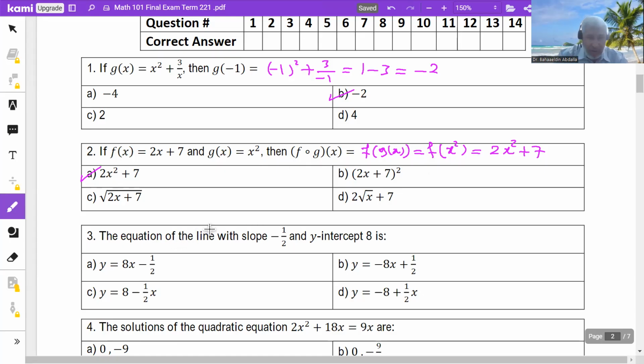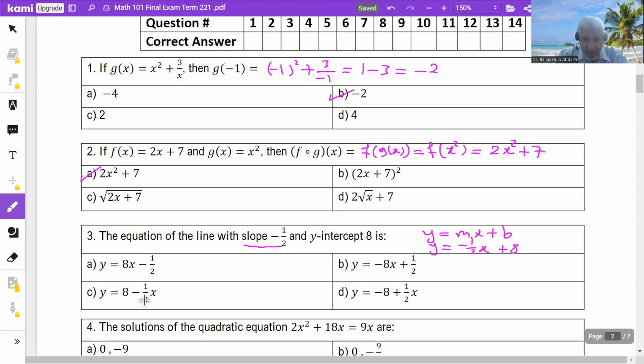The equation of the line with slope negative half and y-intercept 8. Well, if the equation is written in this form, the form is y equals mx plus b. That's the slope-intercept form. The coefficient of x is the slope, and the constant is the y-intercept. So if the slope is negative half, then it is negative half x, and the y-intercept is 8, so plus 8. So that's the correct equation.